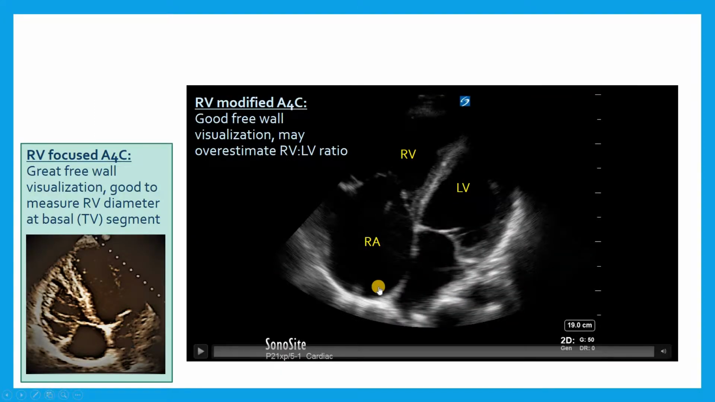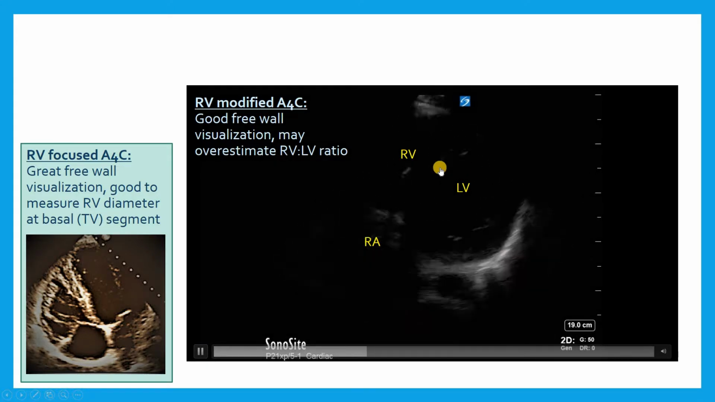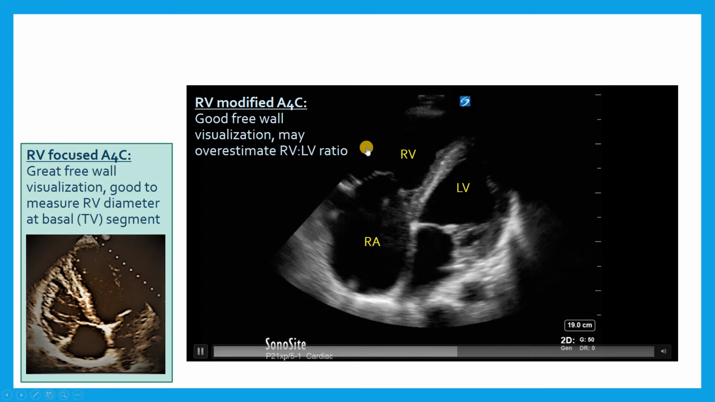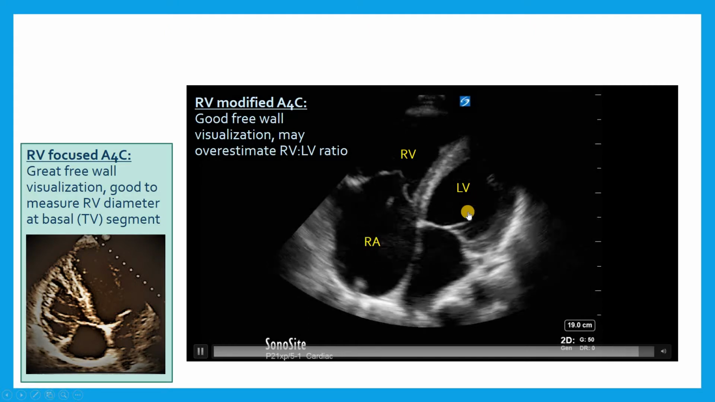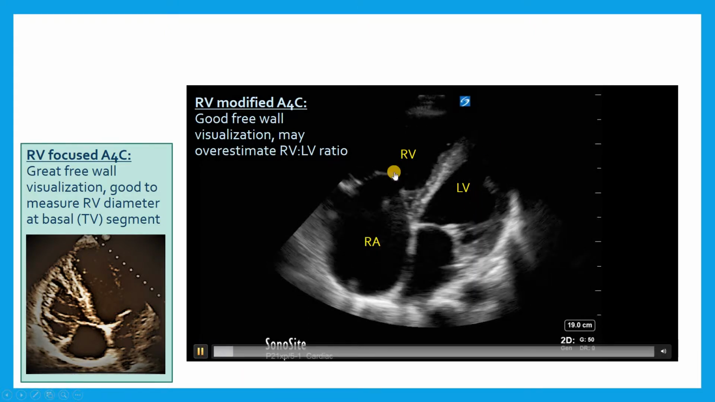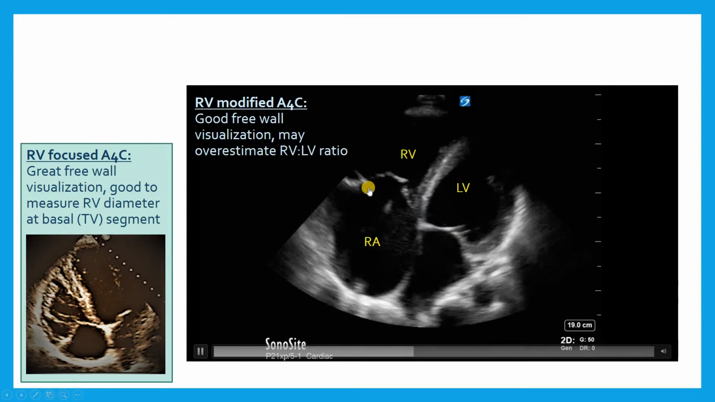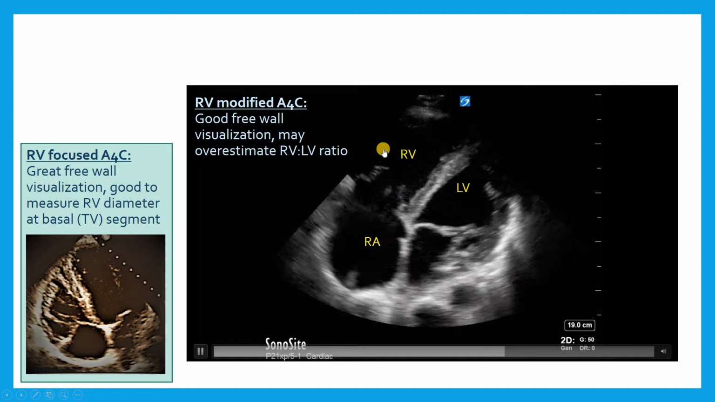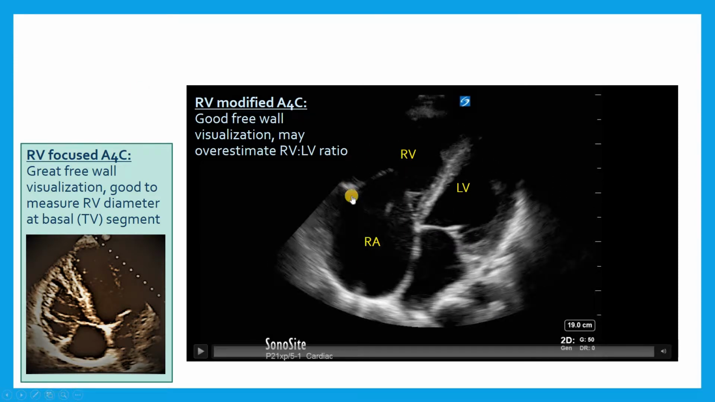Now, sometimes it's hard to see the free wall, and there are a few different ways to turn your probe, angle your probe, and move your probe around the apex to pick up the RV a little better. In this video, this is called an RV modified apical four-chamber view. This is pretty good for free wall visualization. One of the problems, though, is that if you cut it the wrong way, you end up overestimating the RV to left ventricular ratio. So you can see early in this clip that the RV looks much bigger than the LV, but then there are a couple of slices where the axis changes a little bit, and the RV actually is probably smaller than the LV. They're both still very dilated, but you might overcall RV size in this modified apical four-chamber view.